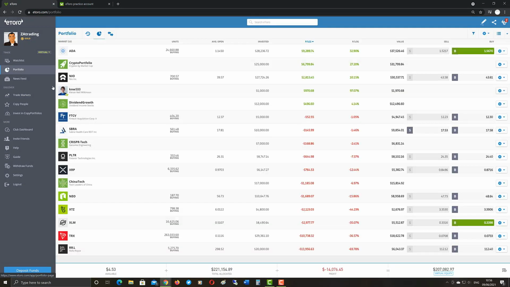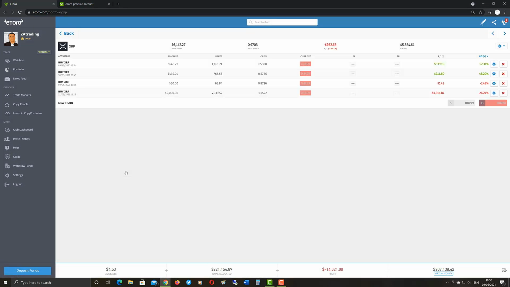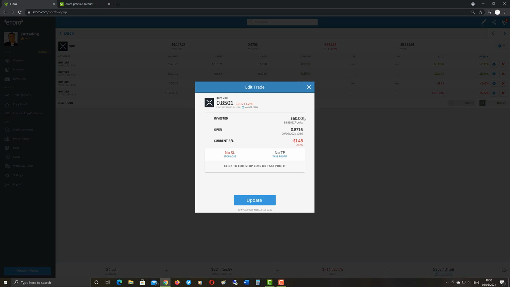If I head back to my portfolio, I should now see XRP. My XRP is here, and I shall click on that one. That shows me on the 6th I have invested $60. Invest $60 brought me 68.838917 units of the cryptocurrency at a price of 0.8716, and the current profit and loss is minus 1.52.